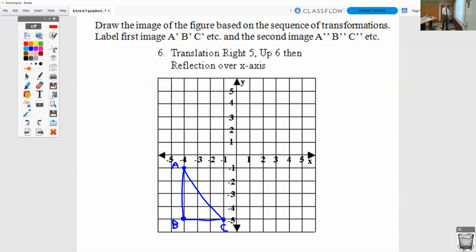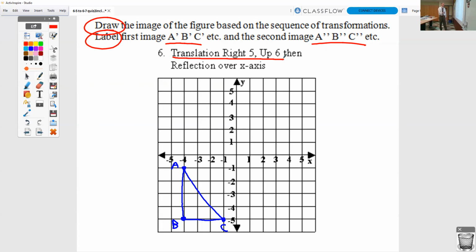So when we take a look at these, we need to do three things to this picture, right? We need to draw the new picture following the rule. We need to label it with primes. Notice it says the first image with A prime, B prime, C prime, the second image with double primes. So when we take a look at number 6, the very first thing that it says to do is a translation of right 5 up 6.